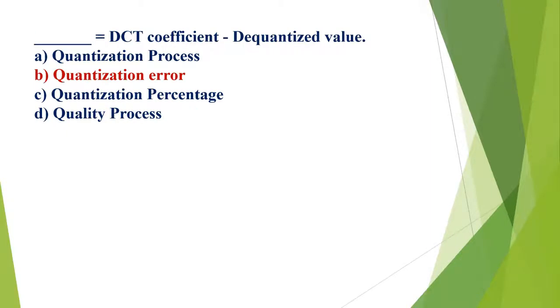Decreases. Blank is equal to the DCT coefficient minus the quantized value. A. Quantization process, B. Quantization error, C. Quantization percentage, D. Quality process. The correct option is B.